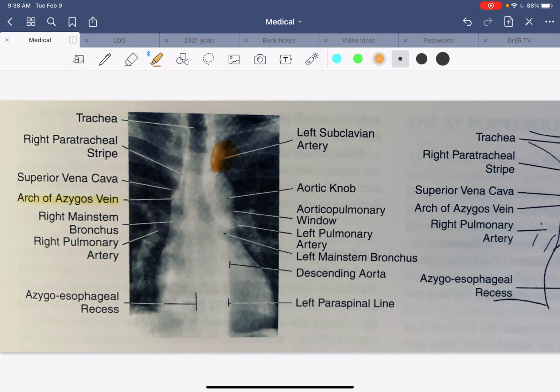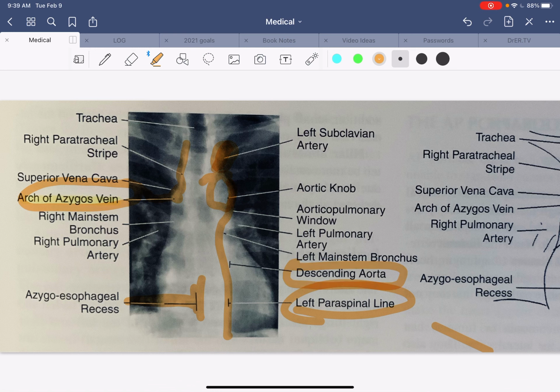The right paratracheal stripe, that just means the stripe is a line next to the trachea, so right there, and it ends in the arch of the azygos. So if you're ever looking at an x-ray with an attending and say, oh yeah, that's the azygos vein, they're going to be impressed. I can tell you, they're going to be impressed. And then go back here, and you can see the azygoesophageal recess. The left paraspinal line, so it just means that you can see the spine, and it's left, para, next to the spine. You got that aortic knob we talked about before and the aorta, and you can see the descending aorta in this patient.